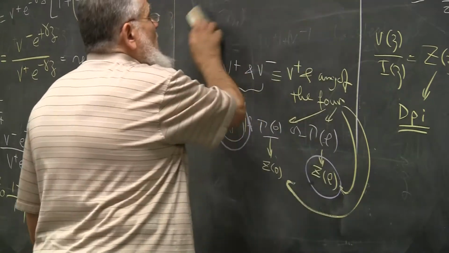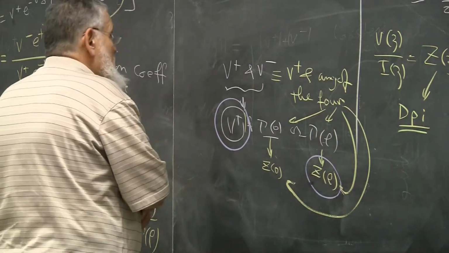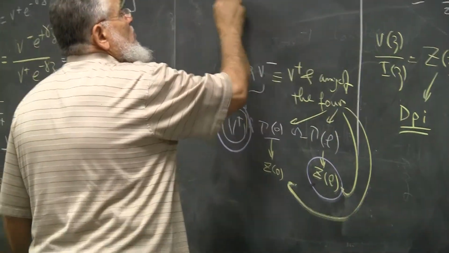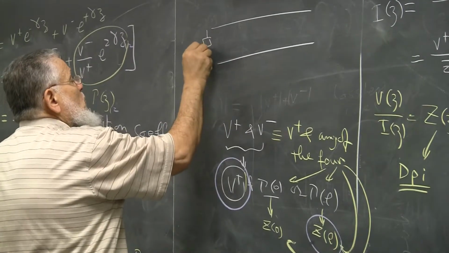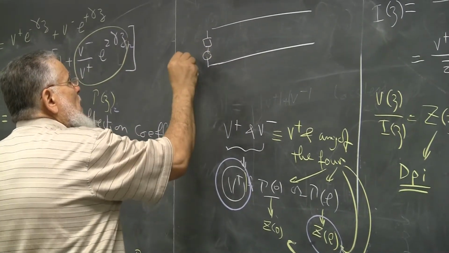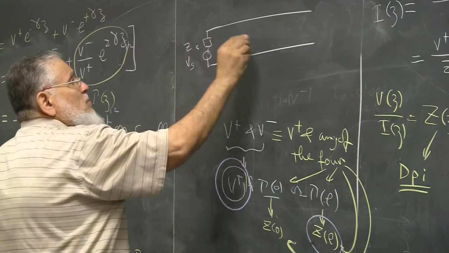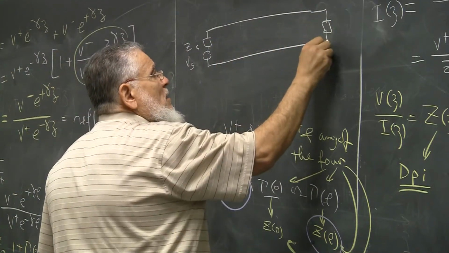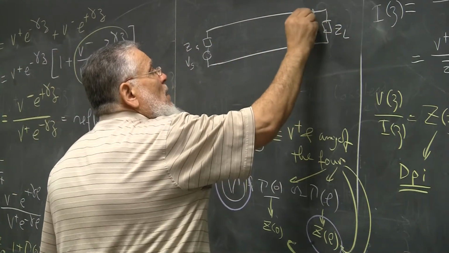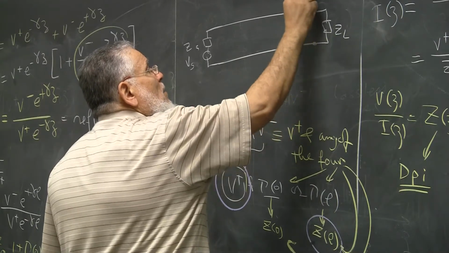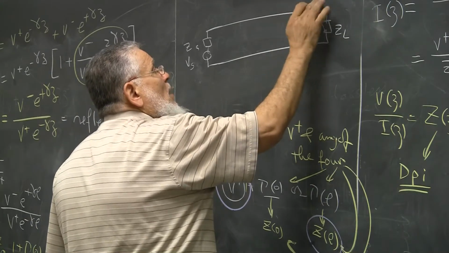So, with that in mind, if I go back to my transmission line, we said we have a source here, Vs and Zs, and I have a ZL here. V of L, sorry.